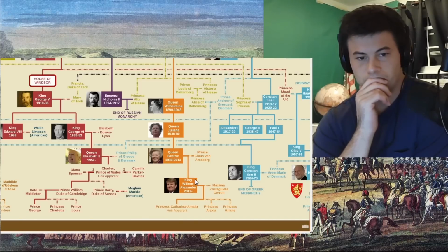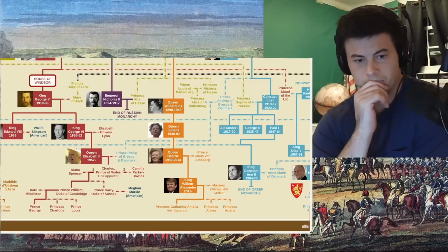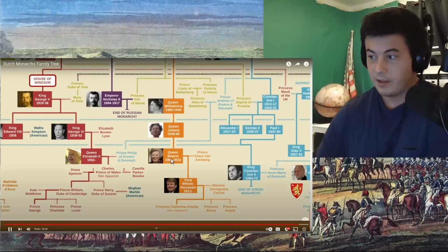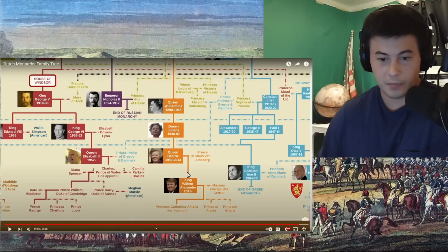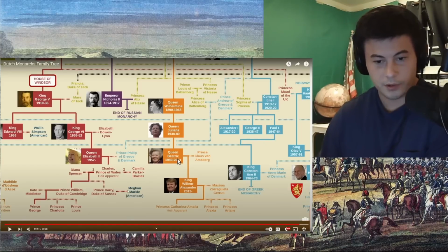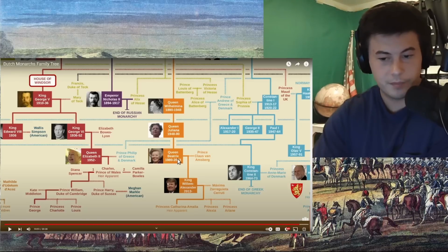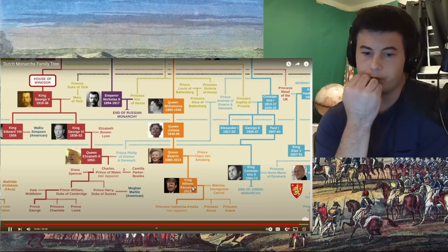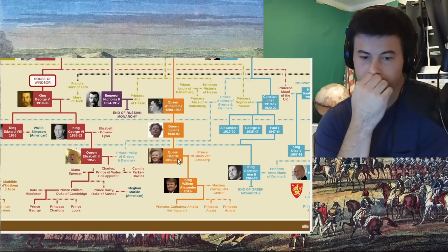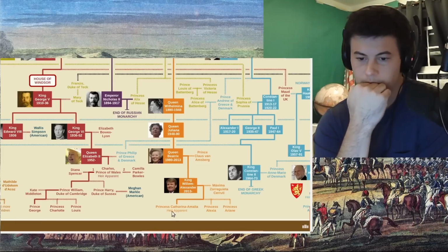Finally, the Dutch changed their laws in the 1980s so that males no longer take precedence over females in the line of succession. This is similar to the change that the UK made more recently in 2011. Now, this didn't actually affect anything. King Willem Alexander was the firstborn child of Queen Beatrix, and he has only daughters. Therefore, the eldest daughter will inherit the throne after him.